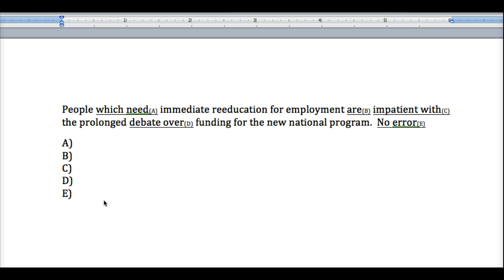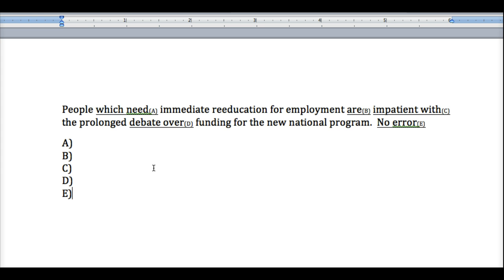So, verb and subject agreement. People which need immediate re-education for employment are, right? People are impatient. That works. People, subject, verb, are, complete thought, impatient. People are impatient. That's the main sentence right there. So that seems okay. So you can eliminate B.